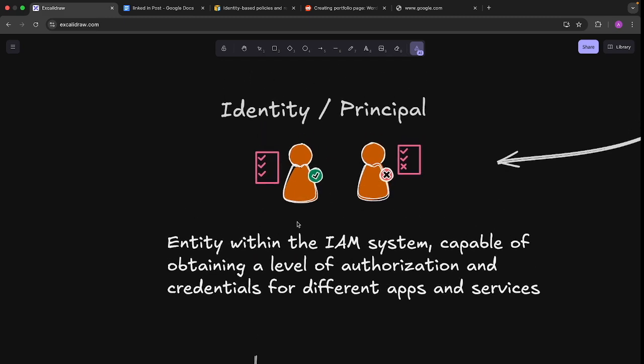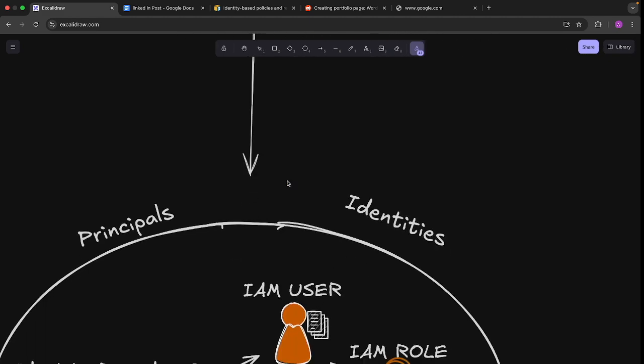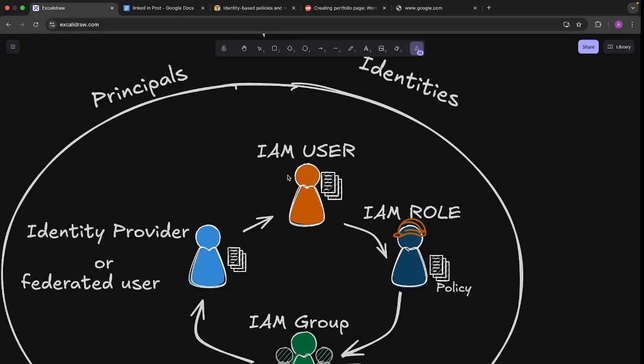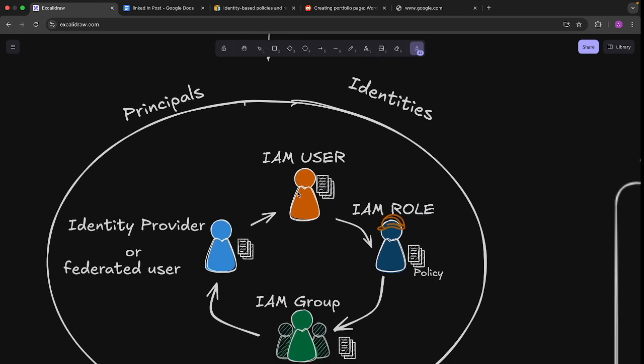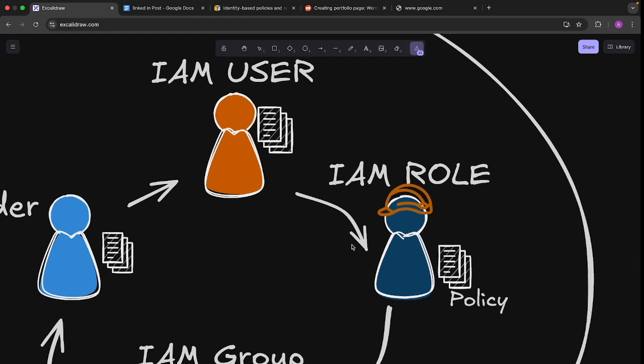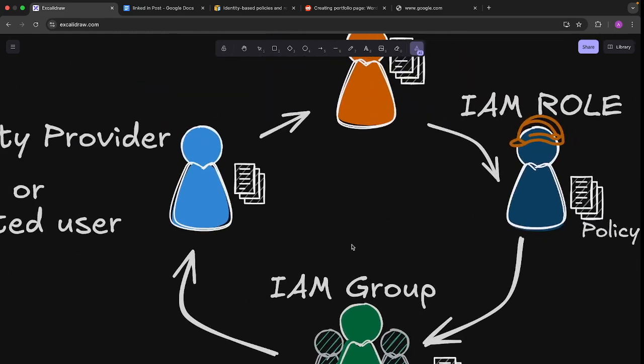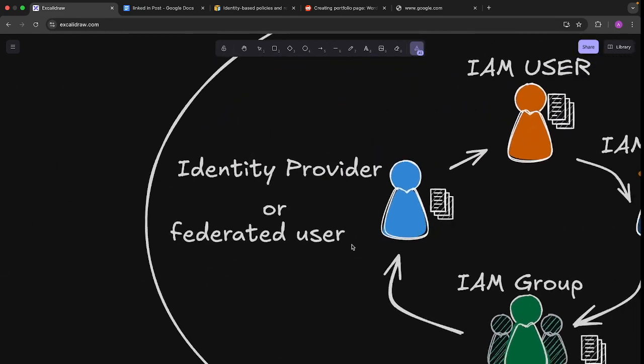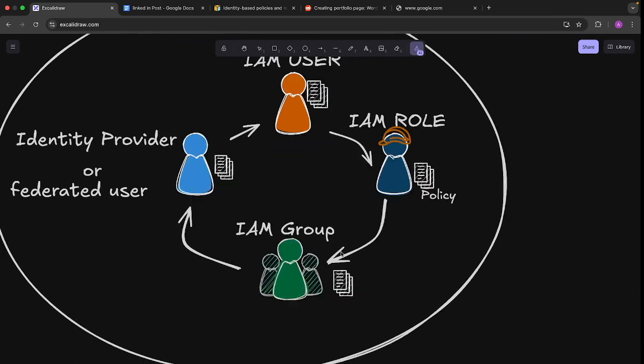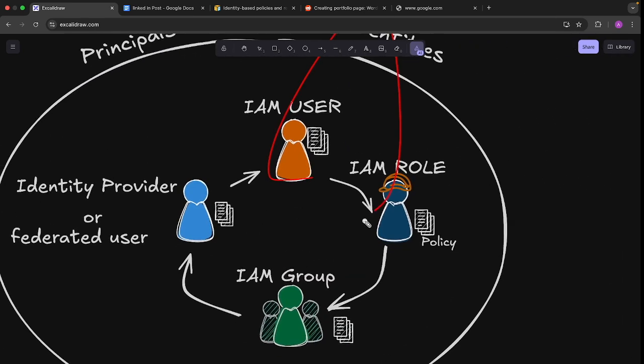We will get more in depth on policies, but first let's go over the main types of identities and their use cases within the IAM system. There are multiple abstractions of identities used within the IAM system, but the most important ones are IAM users, IAM roles, IAM groups, IAM federated identities, and identity providers.